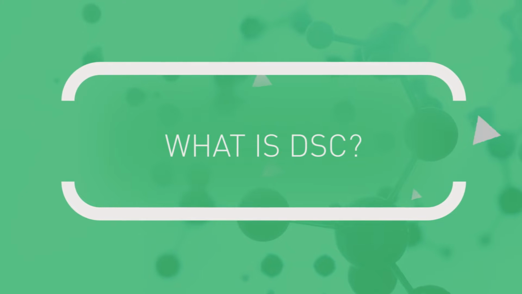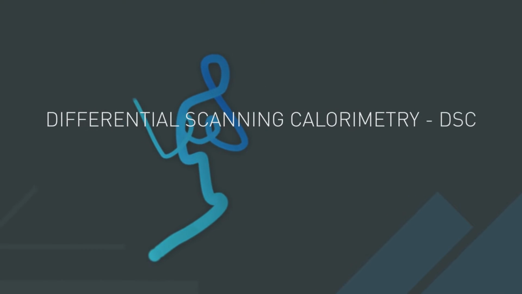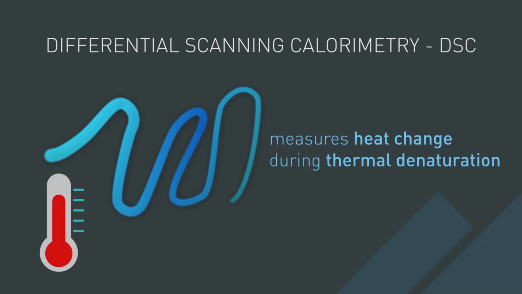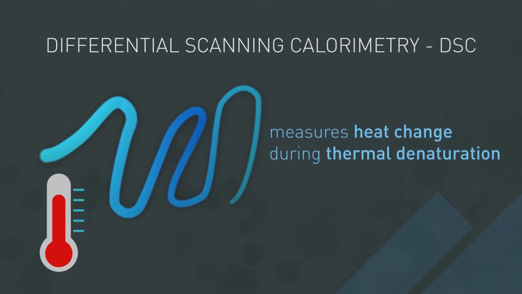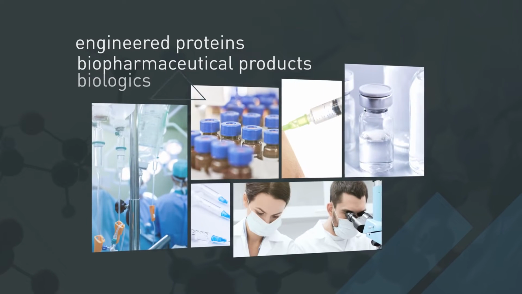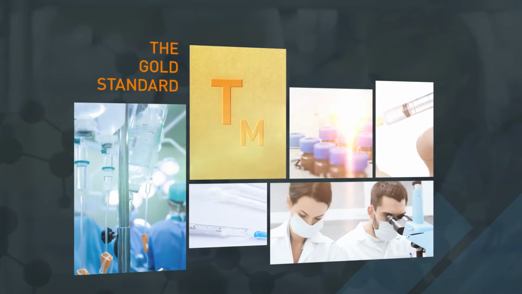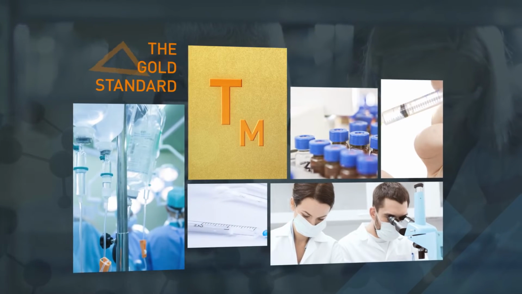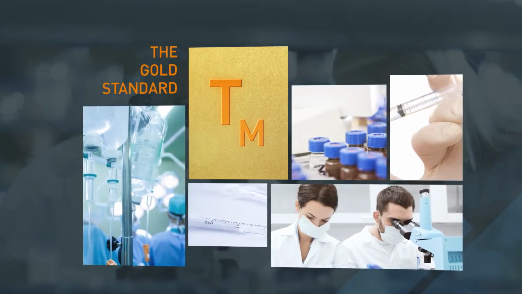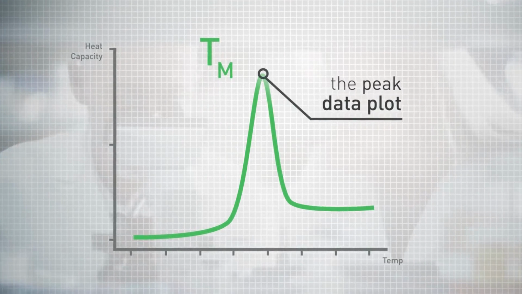What is DSC? Differential scanning calorimetry, or DSC, measures the heat change during thermal denaturation of biomolecule samples, particularly engineered proteins and biopharmaceutical products. DSC is universally considered the gold standard for measuring TM, or the melting temperature of proteins in solution. DSC presents the TM as the peak of the data plot.